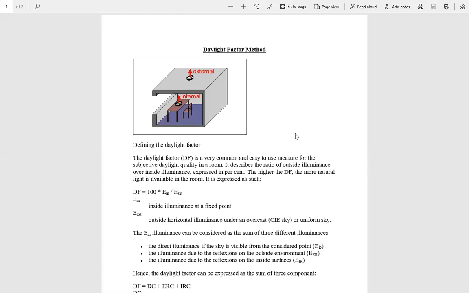It is expressed as such: daylight factor equals 100 times EIN by EXT, that is, E internal by E external. EIN equals the inside illuminance at a fixed point, and E external is the outside horizontal illuminance under an overcast or uniform sky.